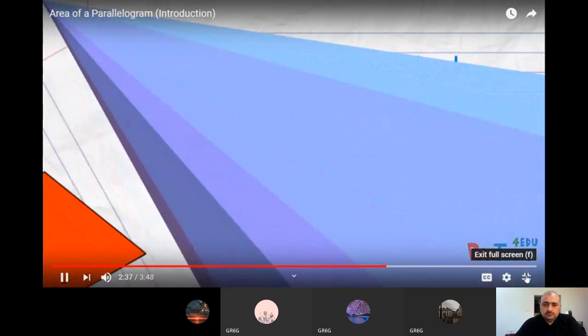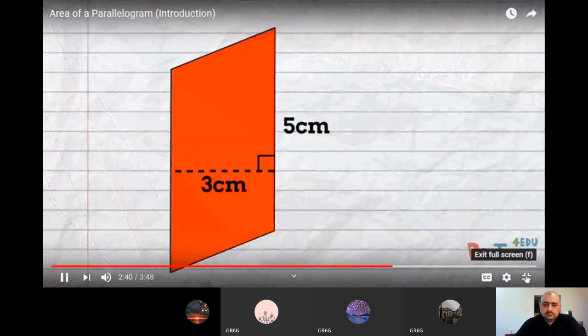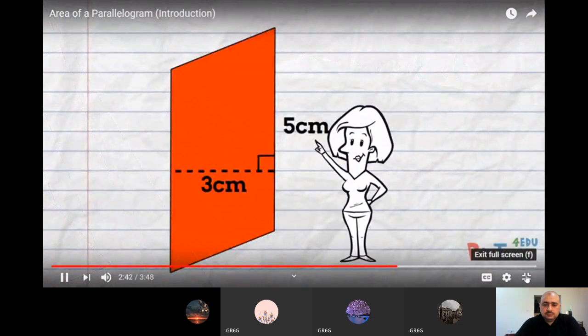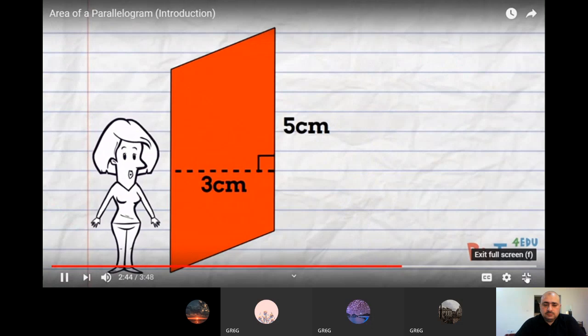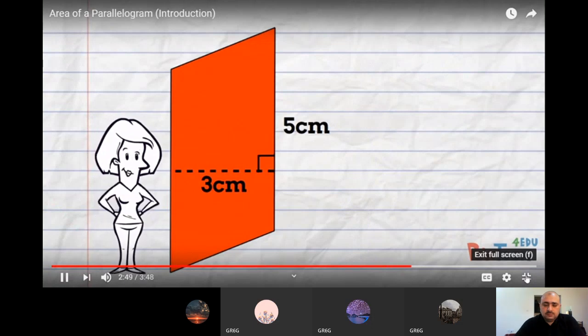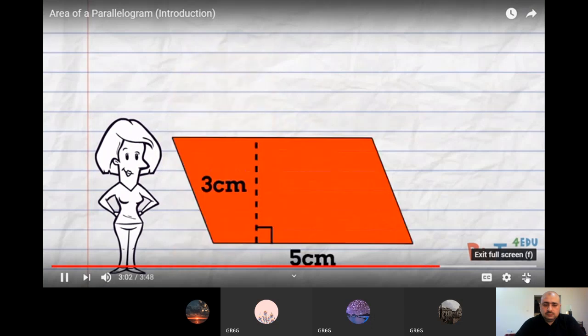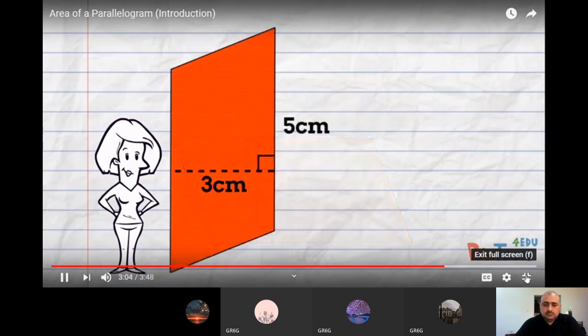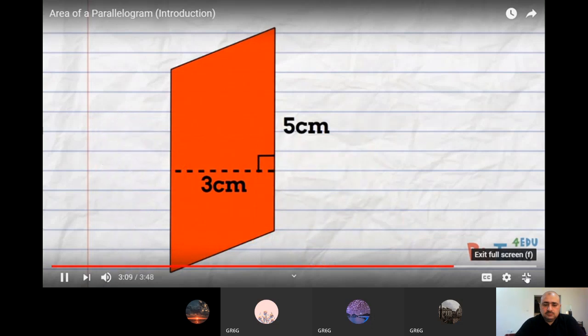What if the parallelogram looks like this? This time the base measurement is on the side and the height seems to be going horizontally. What's up with that? Guess what? It doesn't matter. As long as you are forming a right angle with the base and a height, you're good to go. This is the same as this. It's just an image that has been rotated. Don't let it stump you.